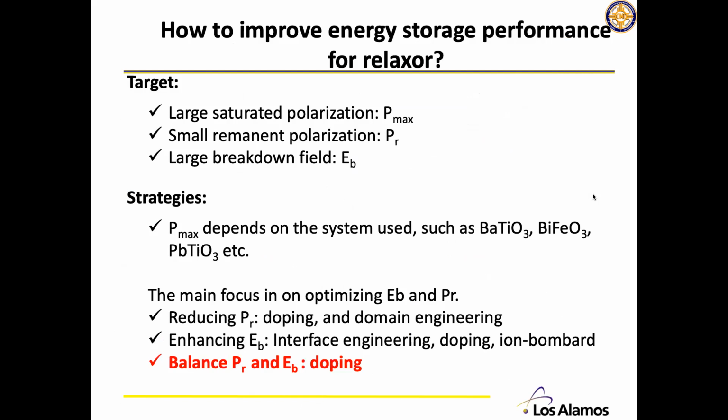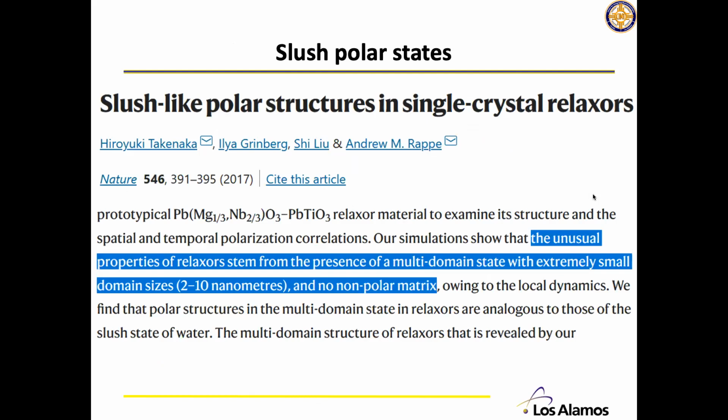So here we summarize what people use in the literature, and of course people use PNRs. Our work here is inspired by a paper published in 2017, which talks about the slush polar domain model. The difference between this model and the PNR model is that in PNR we have a cubic matrix. In this one, they say you have multiple domain states with extremely small domain size and no non-polar matrix. That means no cubic matrix, right?